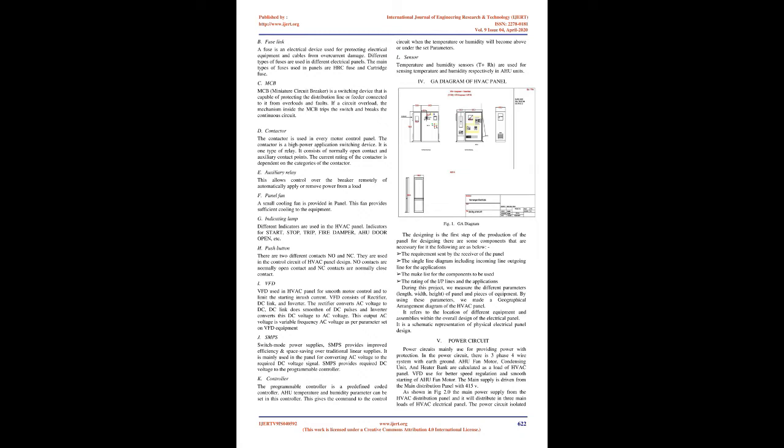E. Auxiliary relay. This allows control over the breaker remotely or automatically to apply or remove power from a load. F. Panel fan. A small cooling fan is provided in the panel. This fan provides sufficient cooling to the equipment. G. Indicating lamp. Different indicators are used in the HVAC panel. Indicators for start, stop, trip, fire damper, AHU door open, etc.